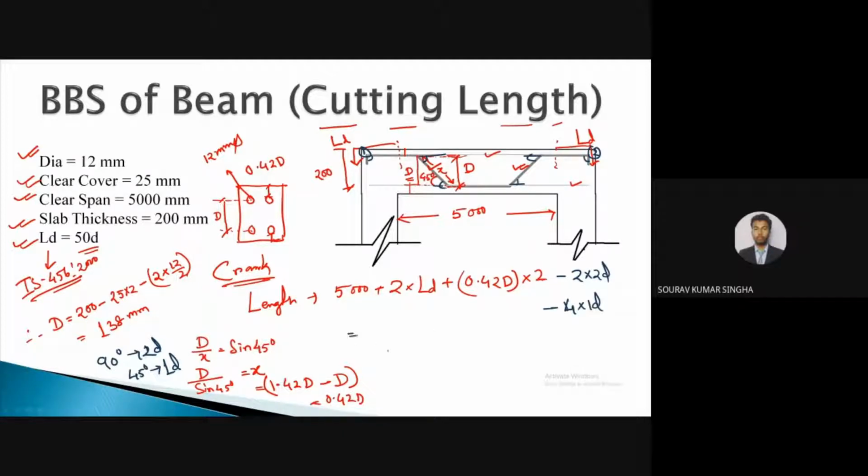So ultimately, if you make the calculation, you know all the values, you know the value of LD, you know the value of D also, and the small d is nothing but the diameter of the bar. So diameter of the bar is 12 mm.